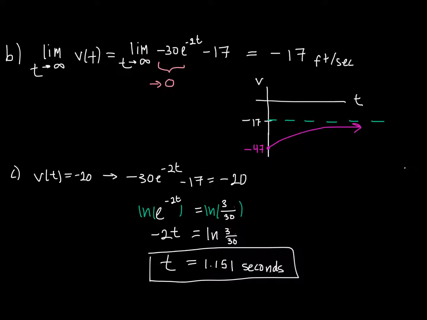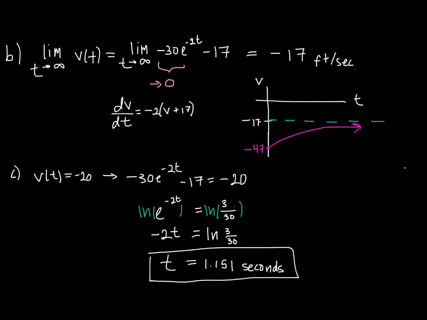Now, I want you to notice how we can use the slope field to also take a look at this limit. So remember that we have dv/dt is negative 2 times v plus 17. Alright, so let's just draw a quick slope field. Notice that the horizontal slopes are going to occur when v is negative 17. I've drawn those here in green.